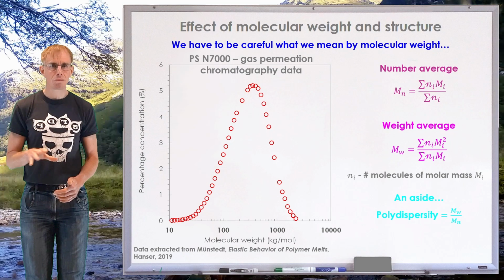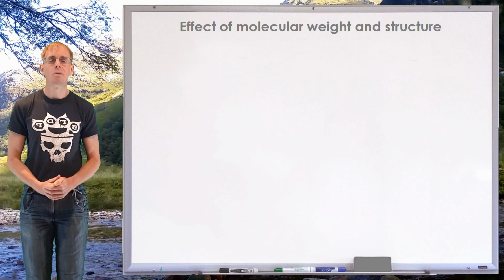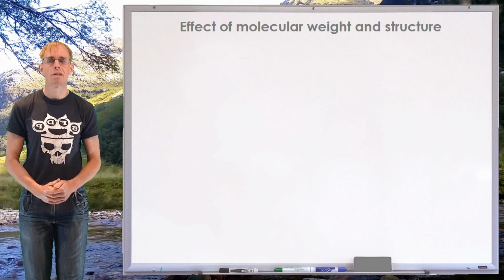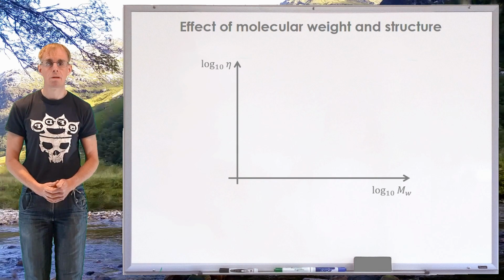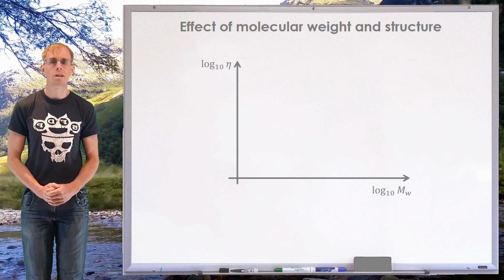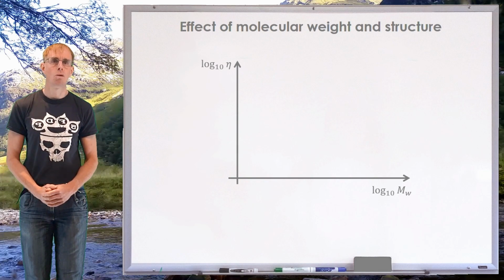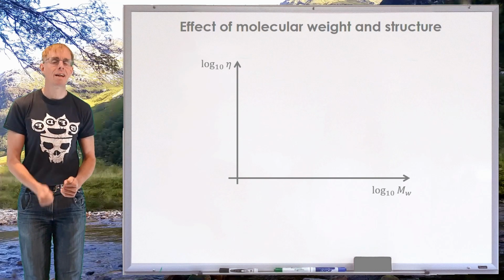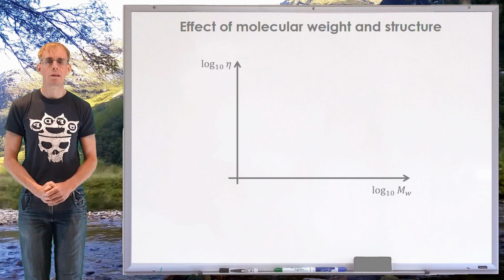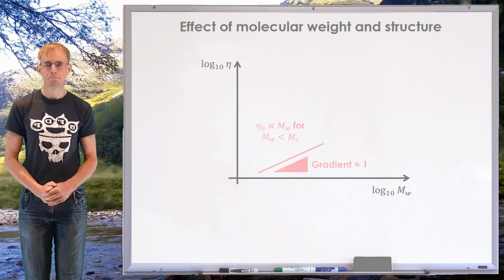Okay, so now that we've honed up our definition of molecular weight, let's see how it might affect a property such as steady shear viscosity. So on this graph, what I'm plotting is the base 10 logarithm of my apparent viscosity, eta, versus the base 10 logarithm of the weight average molecular weight.